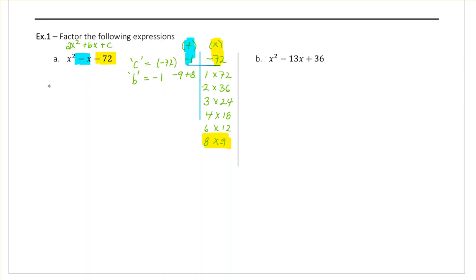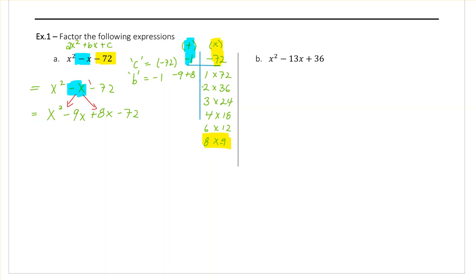What you want to do is, and I'm just going to rewrite the equation here first, you're going to take those two numbers and you're going to split your middle term of negative 1x into those two magic numbers. So this is now x squared minus 9x plus 8x minus 72. This has now just become these two terms here.